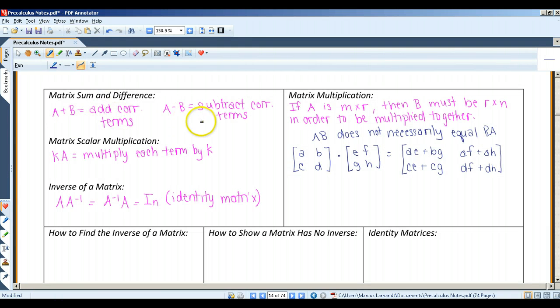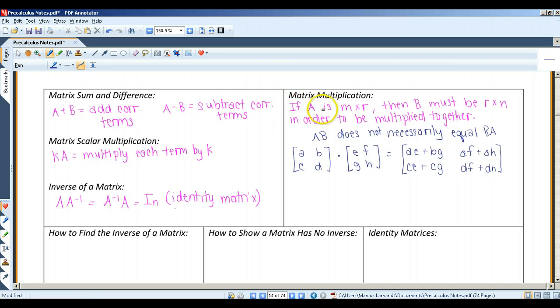If you add or subtract two matrices, you're just going to add or subtract the corresponding terms in each matrix. If you multiply a matrix by a constant, then you just multiply each term in the matrix by that constant. If you multiply a matrix by its inverse, either way, you're going to get the identity matrix. The identity matrix is basically a diagonal of ones with zeros everywhere else. Okay?